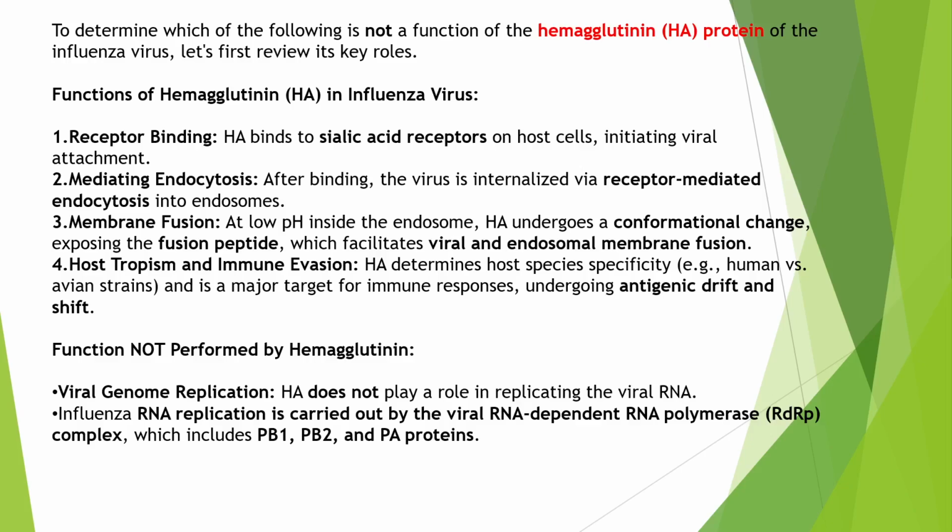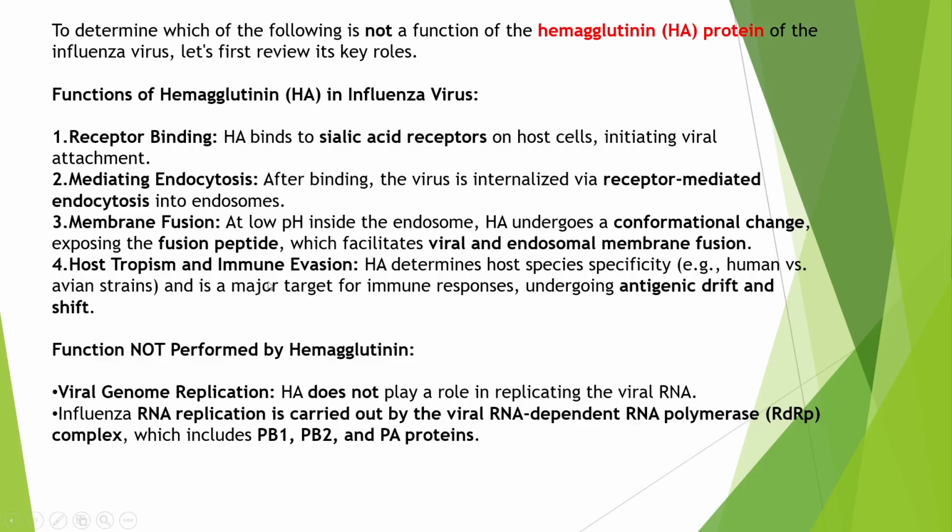So let's see what are the functions of hemagglutinin first. So first is the receptor binding, that is it binds to the sialic acid receptors on the host cells, initiating the virus attachment. Then next it mediates endocytosis after binding. That is, the virus is internalized via receptor mediated endocytosis into endosomes, and then membrane fusion occurs. So at low pH inside the endosome, hemagglutinin undergoes a conformational change, exposing the fusion peptide. So now this will help facilitate the viral and the endosome membrane fusion.